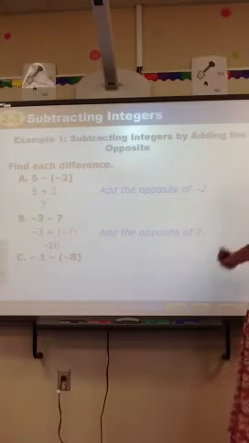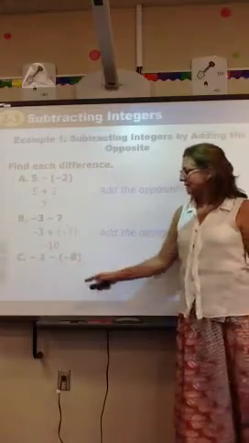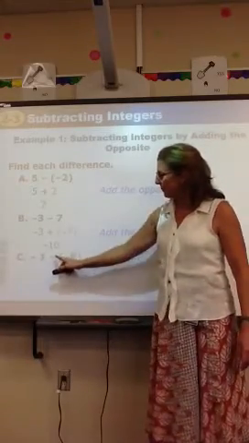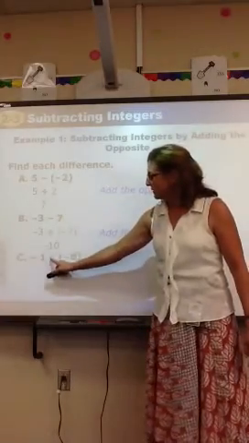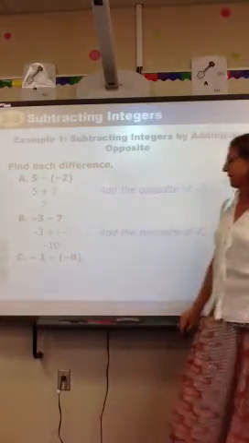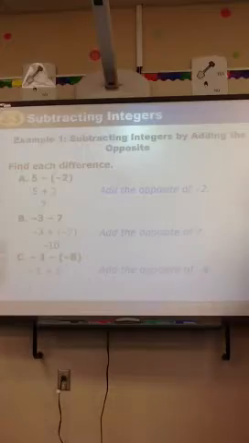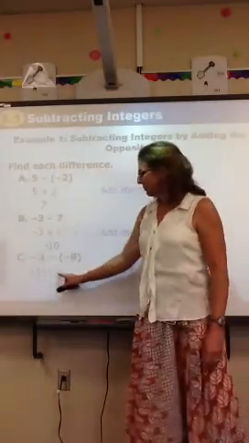And the last one, -1 minus -8. Now here's the parentheses, and it's separating the negative from the positive, just like we put up here. So we change this to addition, and that to the opposite of -8, which is +8. So now we're really taking -1 plus 8.